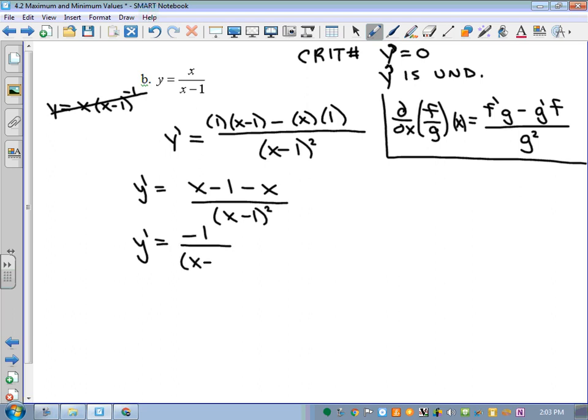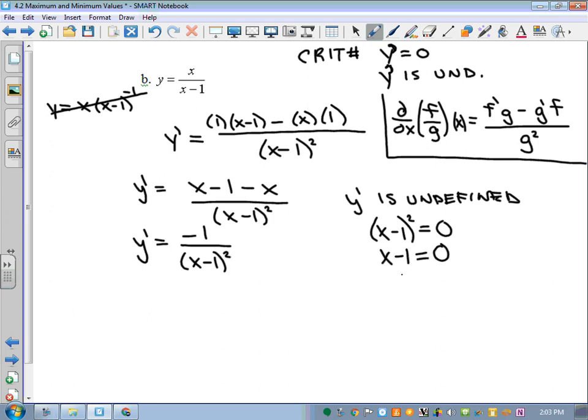Now, really importantly, the numerator is a constant, so that fraction is never 0. But y prime is undefined when the denominator, which is x minus 1 squared, is equal to 0. Now that's going to happen because the square root of 0 is 0. We get x minus 1 is equal to 0, or x is equal to 1.